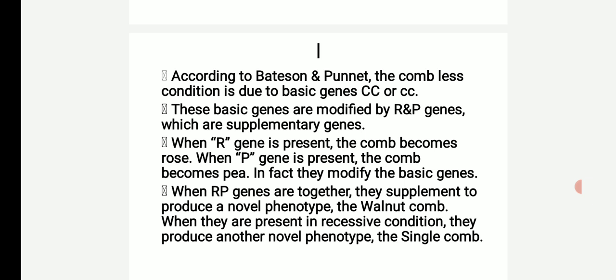According to Bateson and Punnett, the combless condition is due to the presence of basic genes, capital C or small c. These basic genes are modified by supplementary genes like capital R and capital P. When capital R gene is present, the comb becomes rose. When the dominant gene capital P is present, the comb becomes pea. In fact, they modify the basic genes, that is capital C or small c.